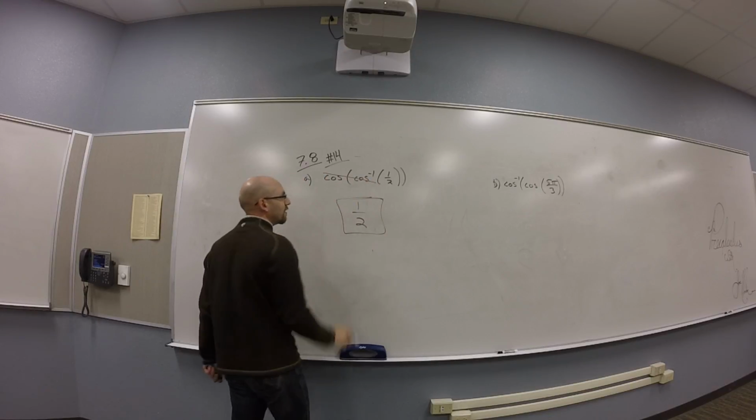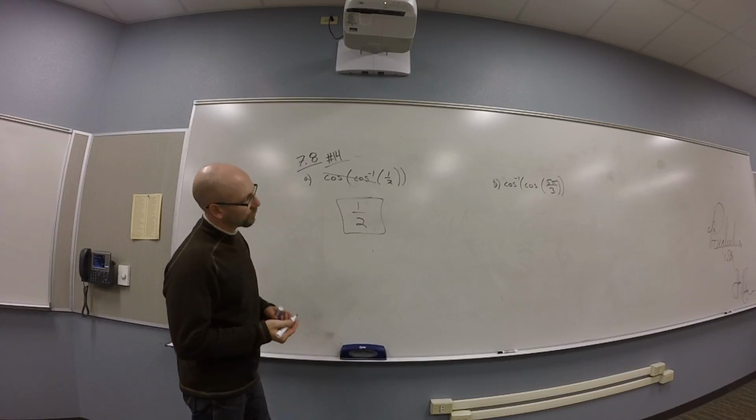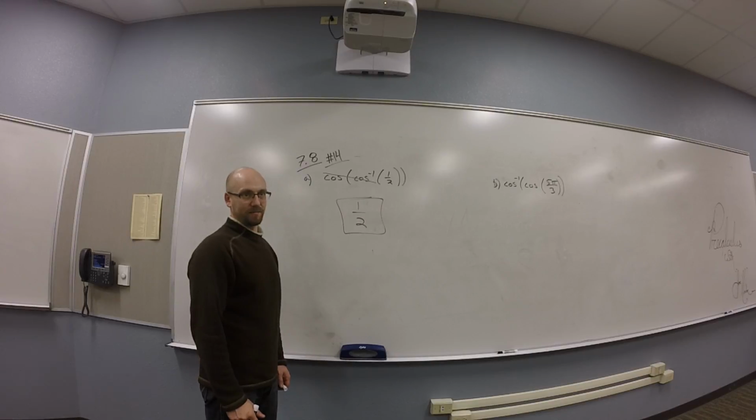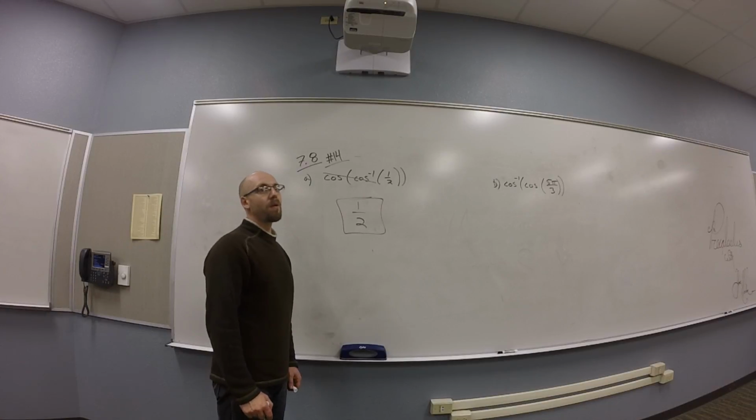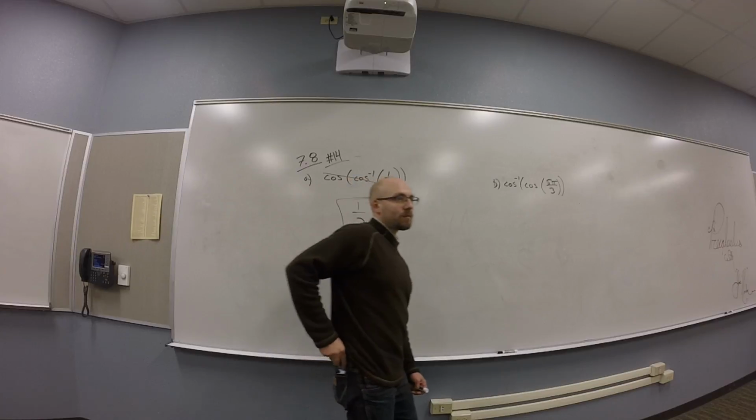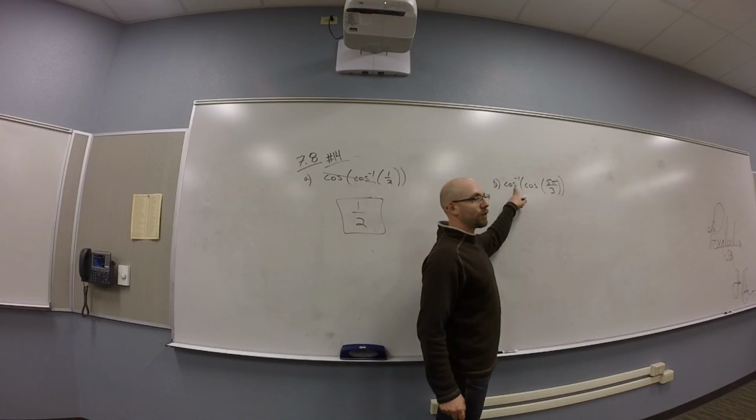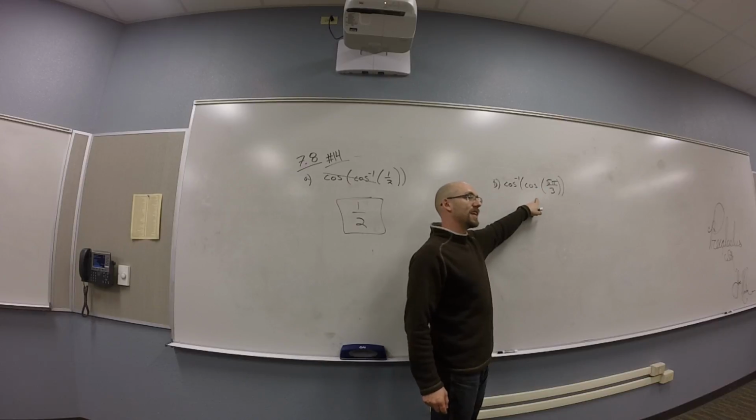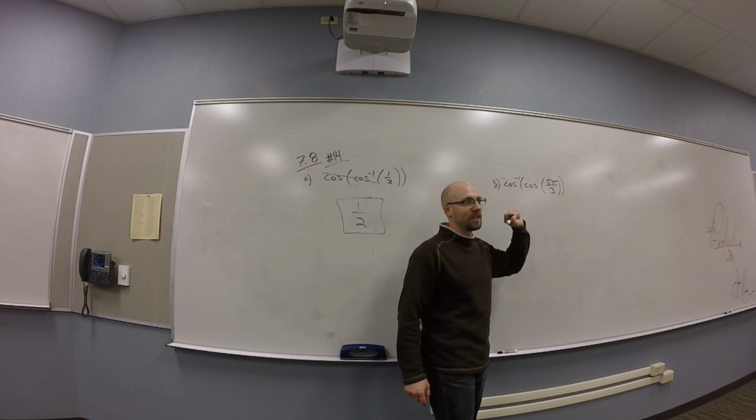However, cosine inverse of cosine of 5 pi over 3 is not quite that easy. Why? Because it's not a standard angle? No, it is a standard angle. But the cosine inverse of the cosine is not going to get you what you started with. Remember, cosine inverse is only a partial inverse. It works when cosine inverse is on the inside, but not when cosine inverse is on the outside.